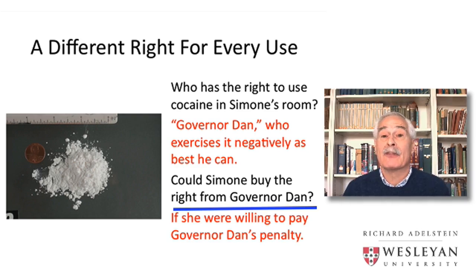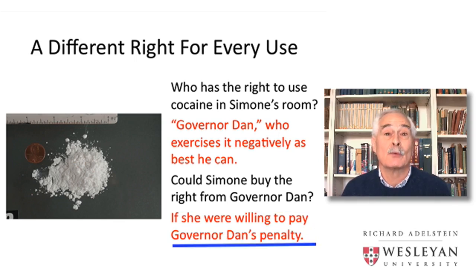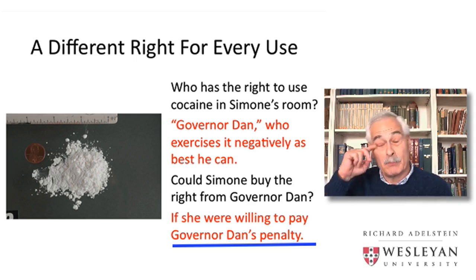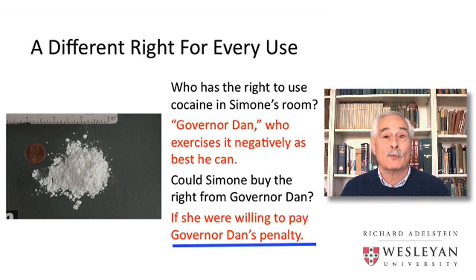Could Simone buy the right from Governor Dan? Well, she could indeed. How would she do so? In the same way that she would buy the right to nail a nail into the wall from Mike. She could simply use the cocaine in the room. If she did, she would have taken the entitlement from Dan, taken the property right from Dan to use cocaine in the room, which Dan had been attempting to exercise negatively by excluding her from using the cocaine in the room.